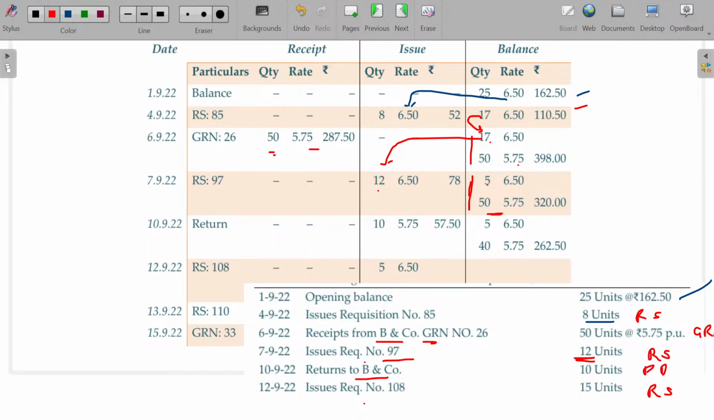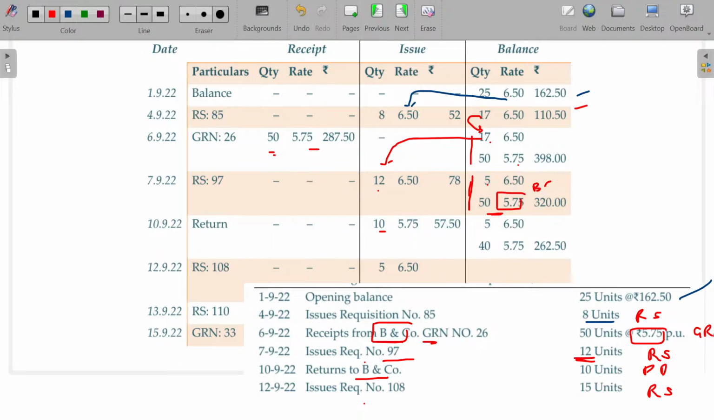Returns to B and Co. Purchase return. Purchases will be recorded by GRN, and the return is just reversed. Okay, 10 units. As nothing is stated, we assume this rate, probably B and Co. We purchased from B and Co at 5.75. Which method do we go for? FIFO method. So B and Co.